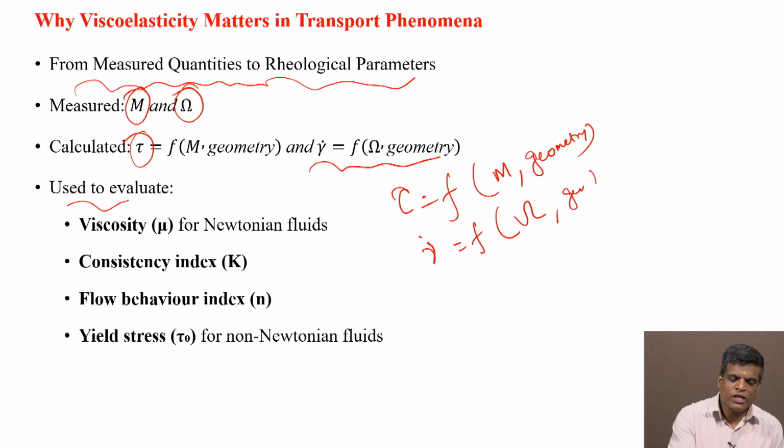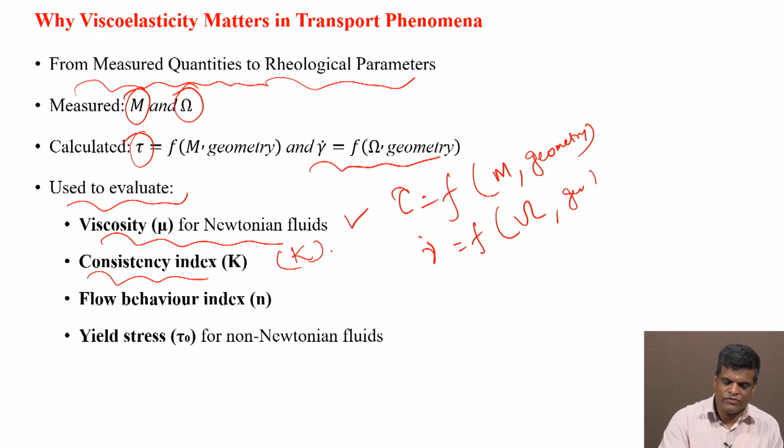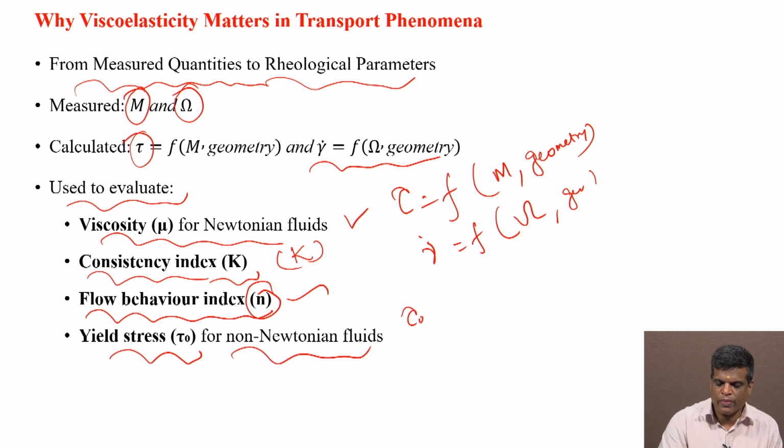So here we use the evaluation of the viscosity for Newtonian fluids first, then the consistency index, which we always write as K. In the last class we discussed how K varies with concentration and with respect to time. Then the flow behavior index n, which is dimensionless, and the yield stress, tau naught, only for non-Newtonian fluids.